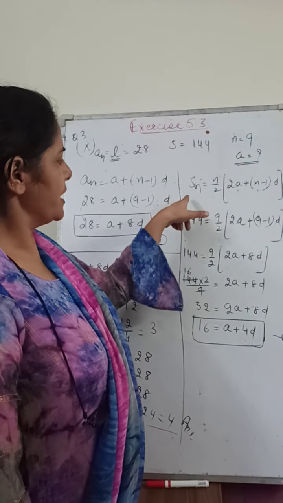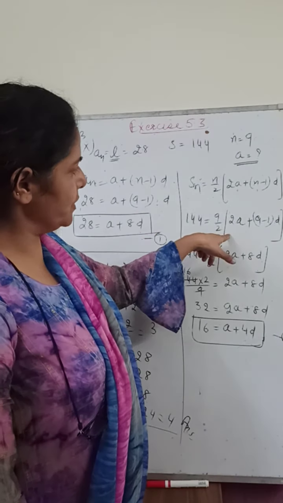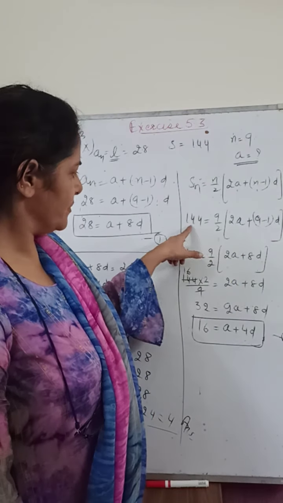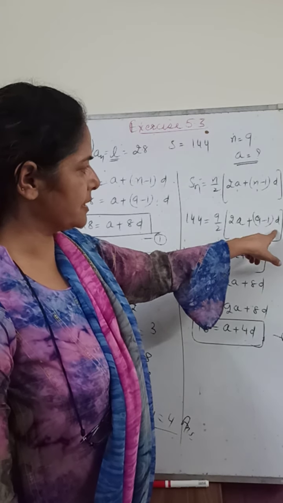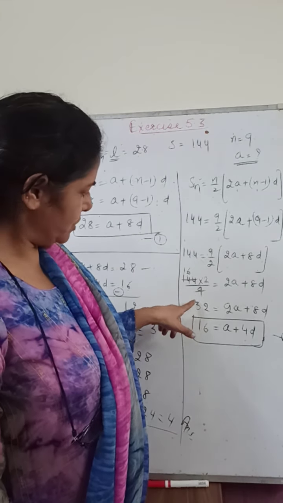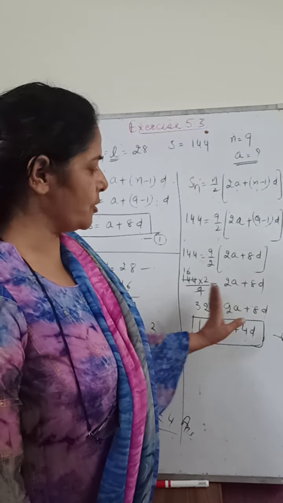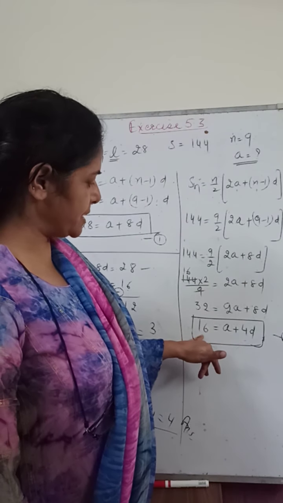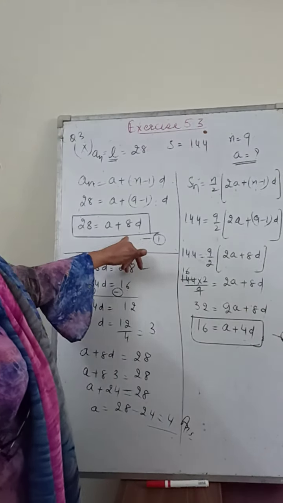Come to this side. Sn is 144 is equal to N by 2, 9 by 2, into 2A plus 9 minus 1 into D. 144 equals 9 by 2 into 2A plus, it comes out to be 8D. 2 will go up, 9 will come down. This comes out to be 32 is equal to 2A plus 8D. Take out 2 common from the whole equation. You can say divide the whole equation by 2. It comes out to be 16 is equal to A plus 4D. This is one equation, this is another equation.